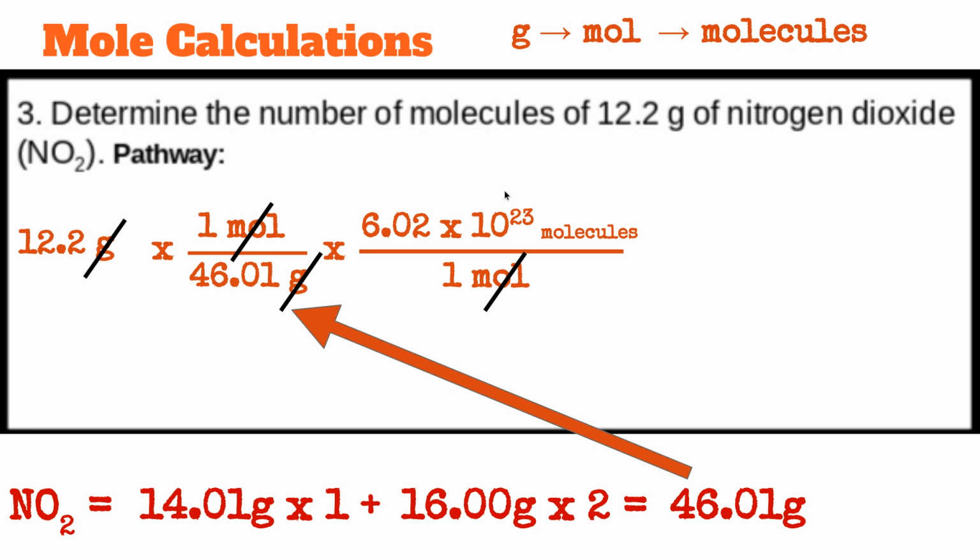And now we simply use our calculator to do the rest of this problem. So you would type 12.2 times parentheses 1 divided by 46.01 parentheses times 6.02 second E 23. Enter. So this should get you 1.6 times 10 to the 23 molecules.